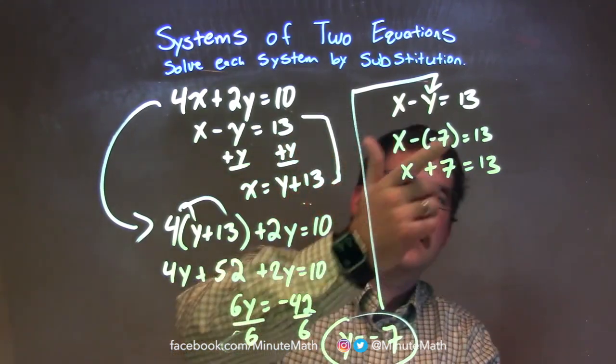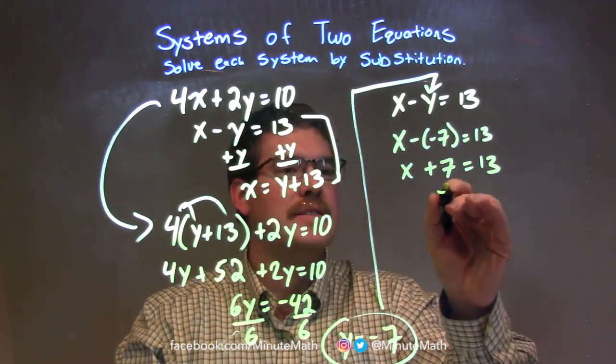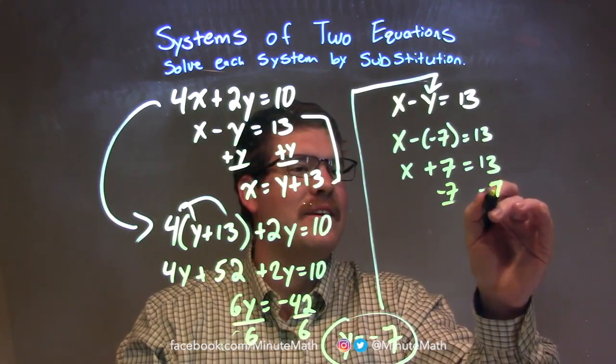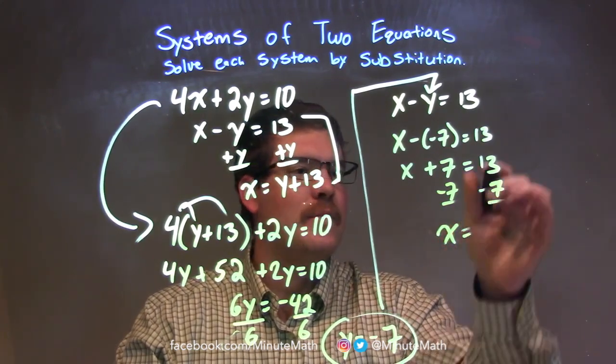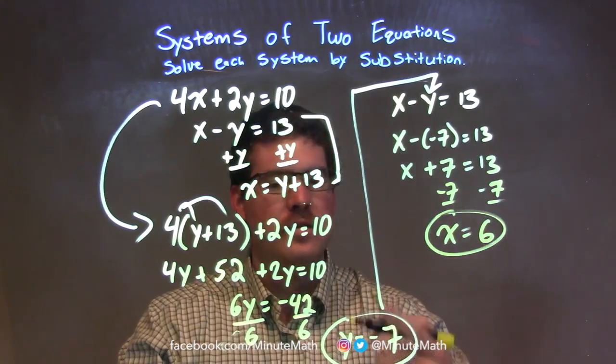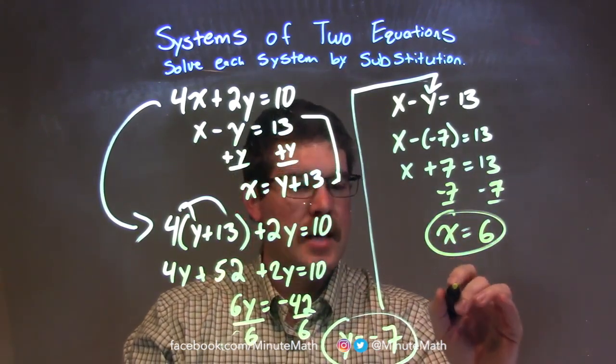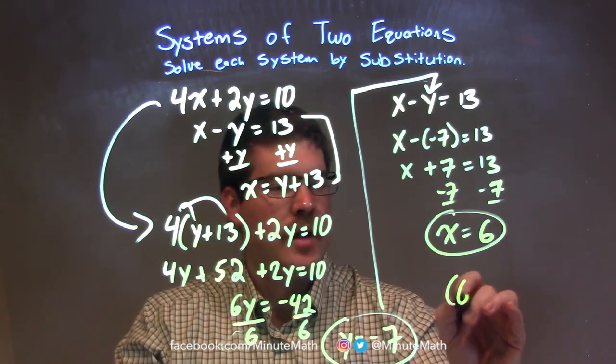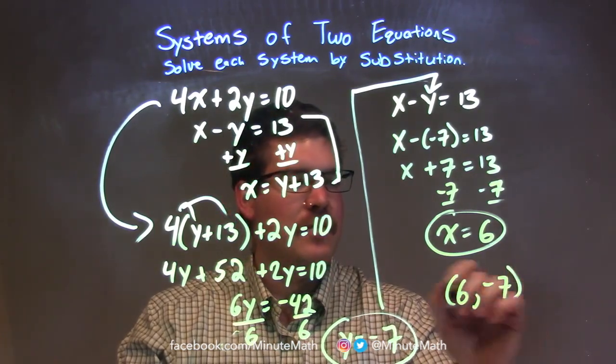So now, I'm going to subtract the 7 from both sides, leaving me x equal to 13 minus 7, which is a positive 6. So our x value is positive 6, and y value is negative 7. Together, they come to the coordinate point, which is our final answer, (6, -7). There we have it.